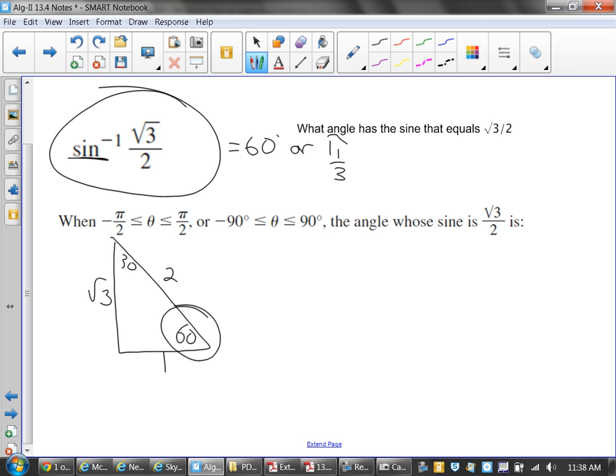If it said which angle gives you the cosecant of 2, what angle gives you the cosecant of 2? 30, very good. 30 degrees. Remember, cosecant is hypotenuse over opposite. When I'm in a 30, 60, 90 triangle, my hypotenuse is the 2, my opposite is 1 when I'm at 30 degrees. So the inverse cosecant of 2 is 30 degrees, or pi over 6. Okay.